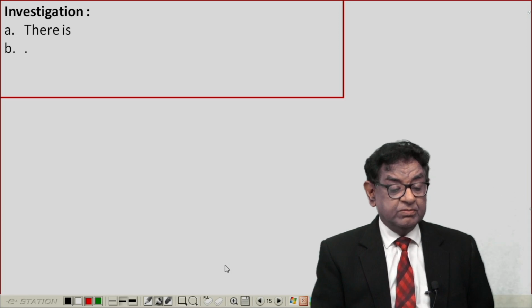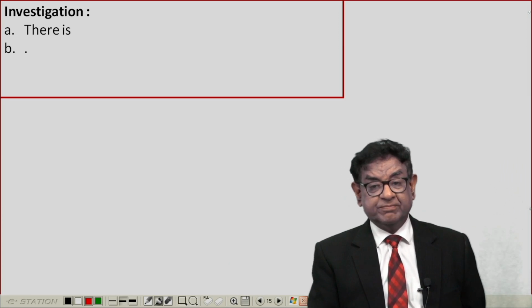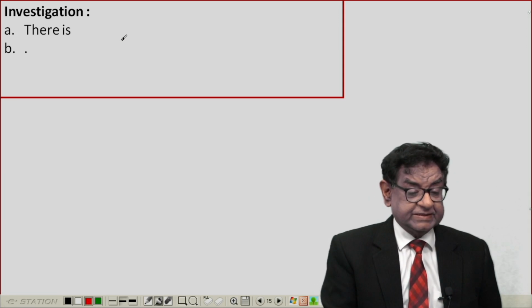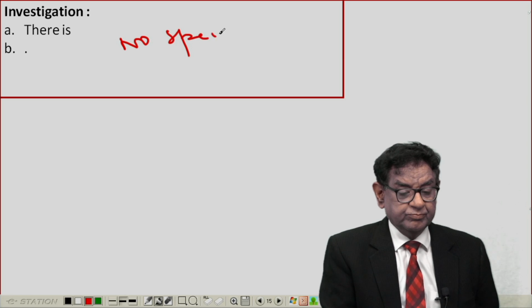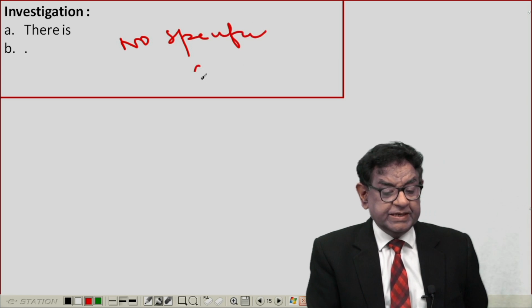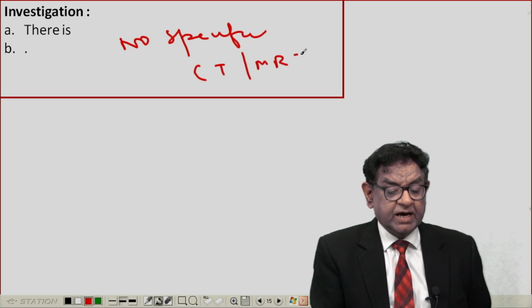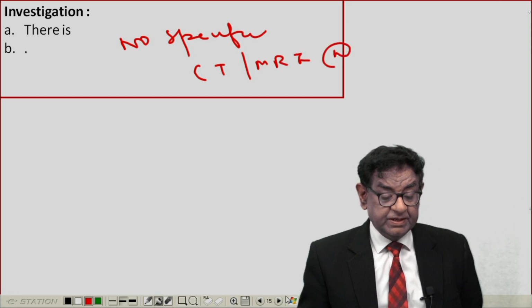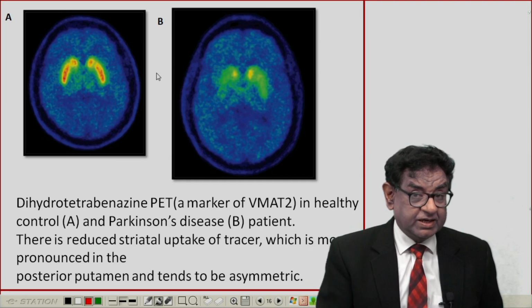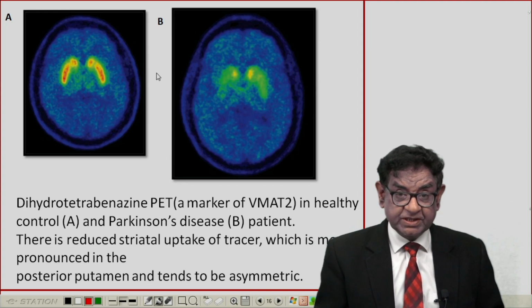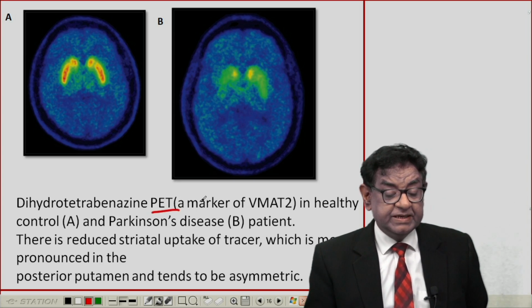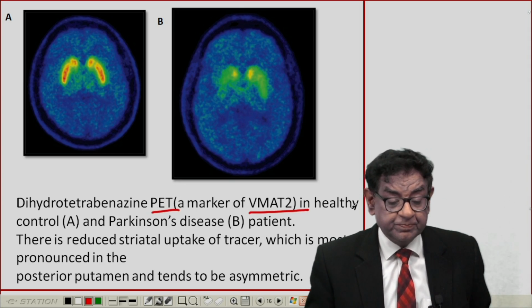Now, we talk about investigation for a case of Parkinson's disease. As of now, there is no specific test. I told you in the very beginning, routine CT and routine MRI are normal. But what the latest thing that has come up now, which again is not a routine investigation, not available everywhere, is the dihydrotetrabenazine PET. It's a marker of VMAT2.